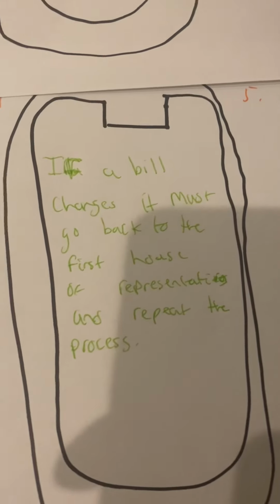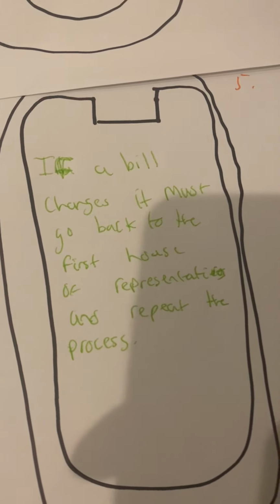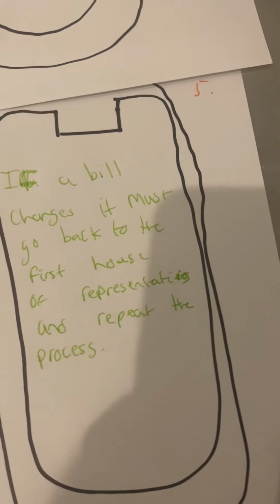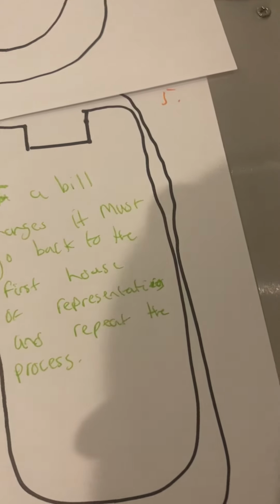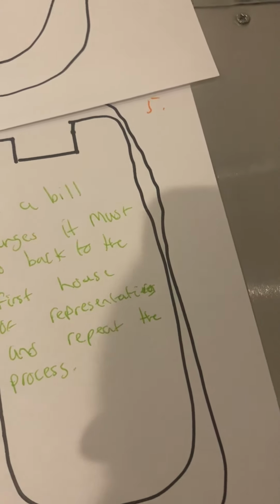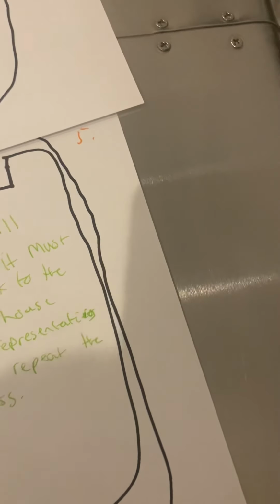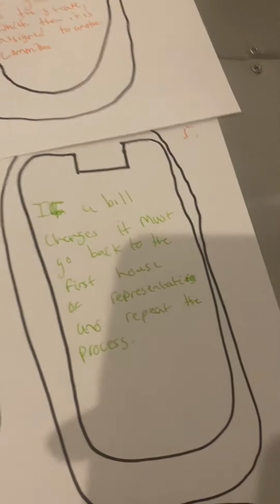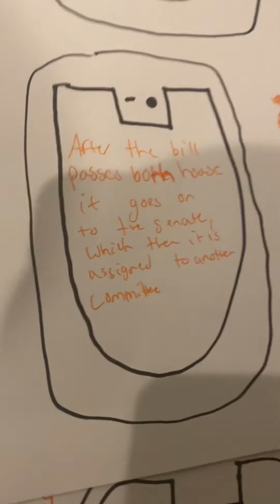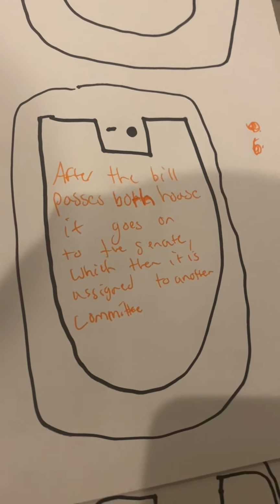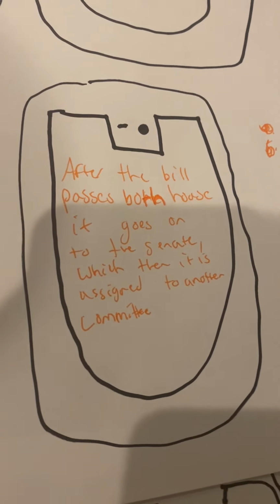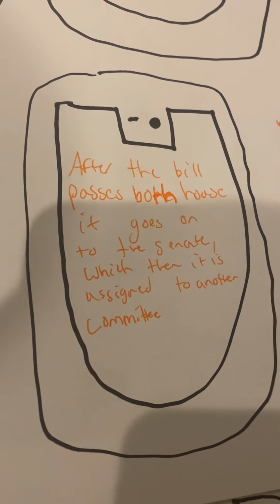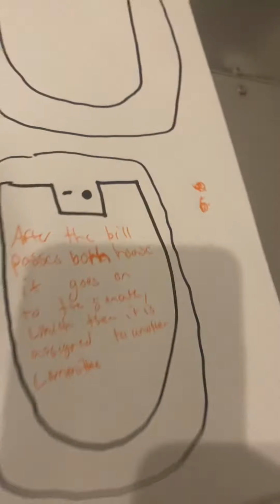If a bill changes, it must go back to the first House of Representatives and repeat the same process. So the process would be have an idea, write the bill, debate in the committee, debate on the Senate floor, and then so on. After this one, we can go back to the home page and go to slide 6. Slide 6 takes us to right here. After the bill passes both houses, it goes on to the Senate, which then it is assigned to another committee.